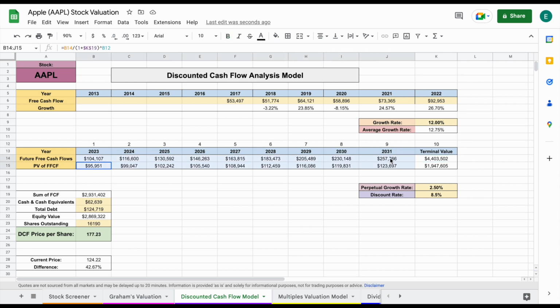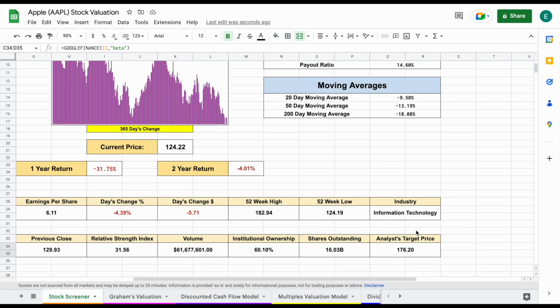I then took the present value of those future free cash flows and added them together here, added the company's cash and subtracted out their total debt to find their equity value. Once I had that, I divided by the shares outstanding and I came to a discounted cash flow price per share of $177.23, which if we jump back over to our stock screener, we can see that's actually very close to what the analyst target price is as well. But let's go ahead and look at our multiples valuation.